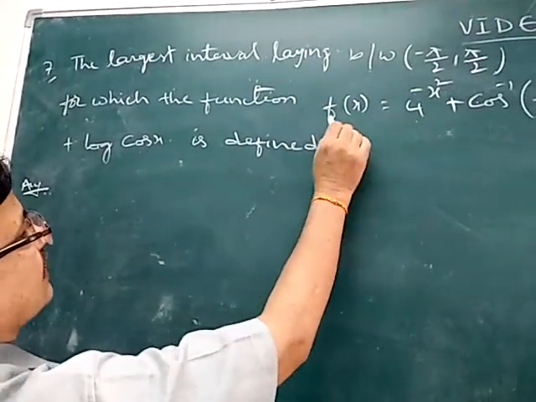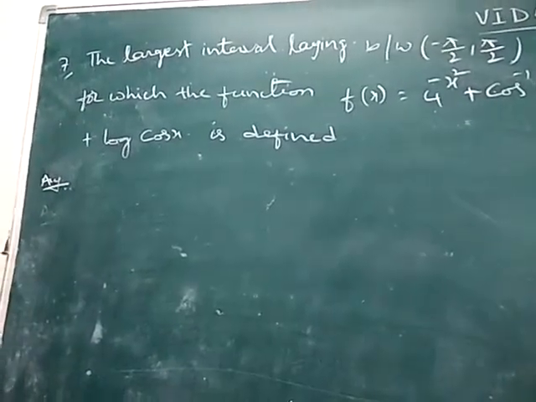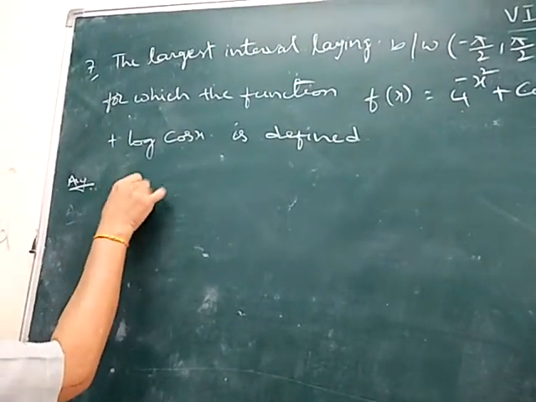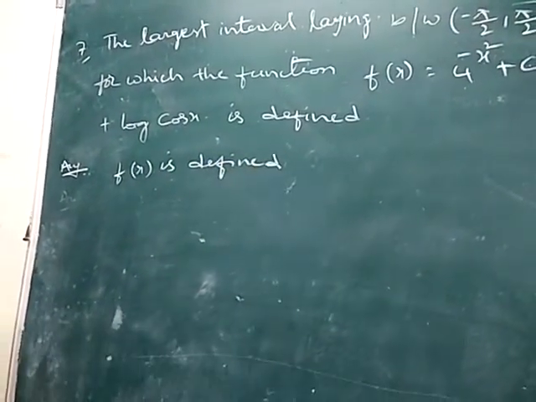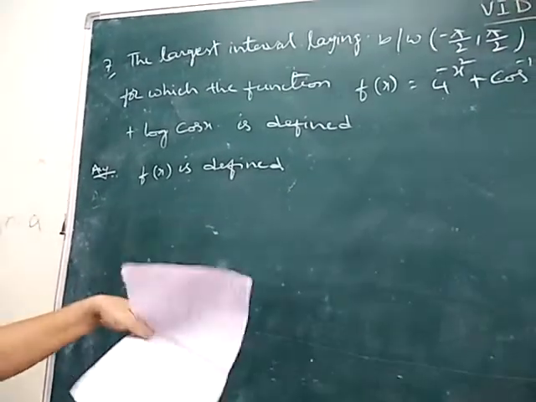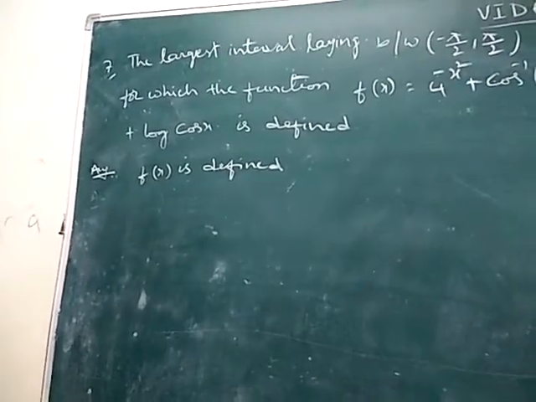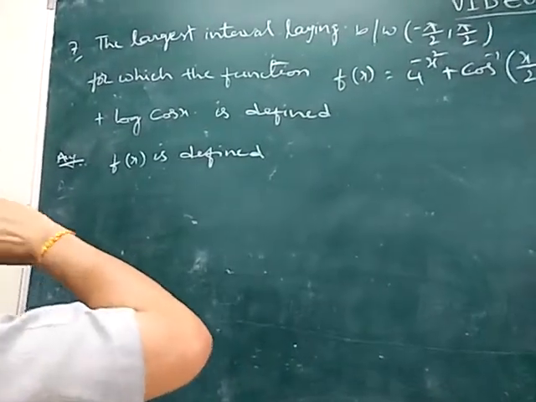For the function to be defined in this interval, f of x is defined. Defined means the function is defined. For what values of x the function is defined is called the domain. So that's why we find the domain of the given function.